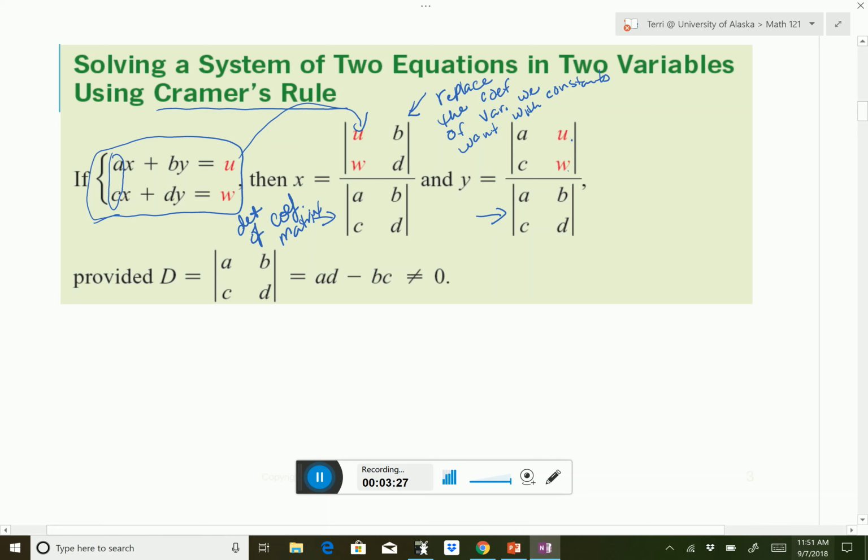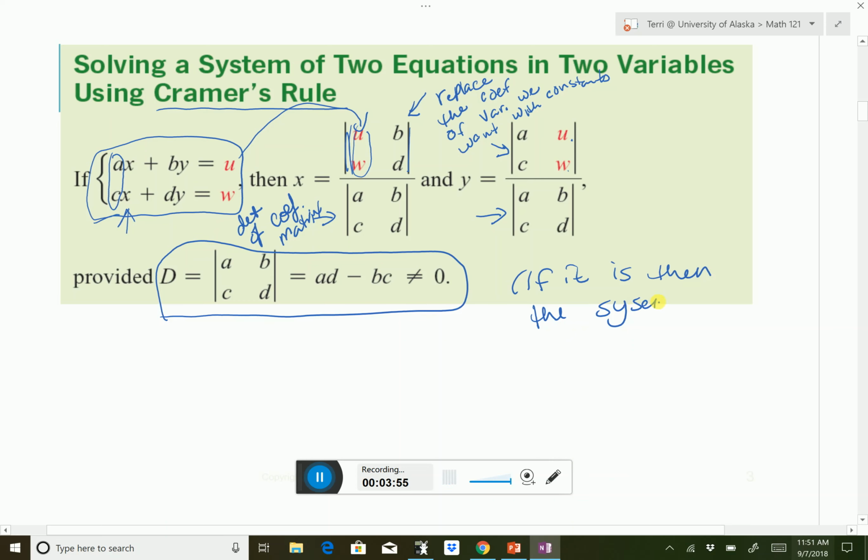And I do the same thing for y. So I replace the coefficients of the variable I want. Here I want x. And then I take the determinant of this matrix and put that on top. It's really cool. And of course it says, provided that the determinant of my coefficient matrix is not 0. If it is, then the system does not have a unique solution.